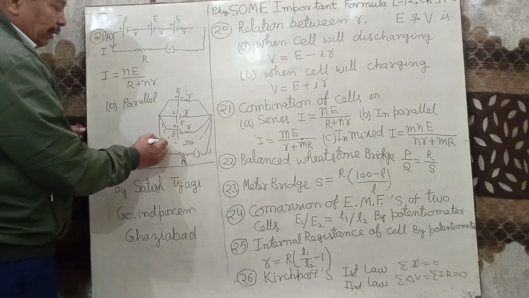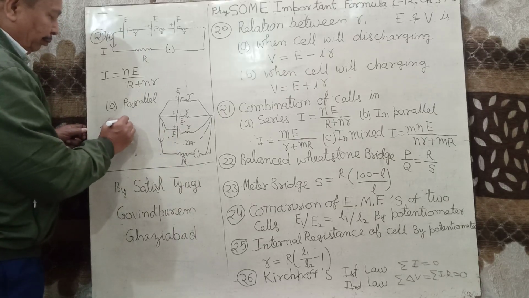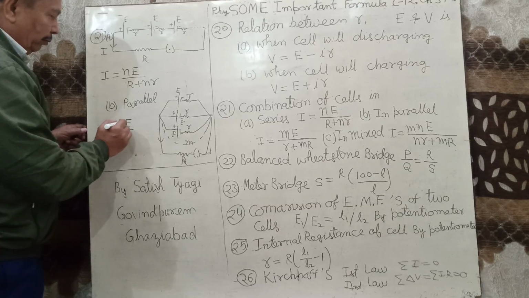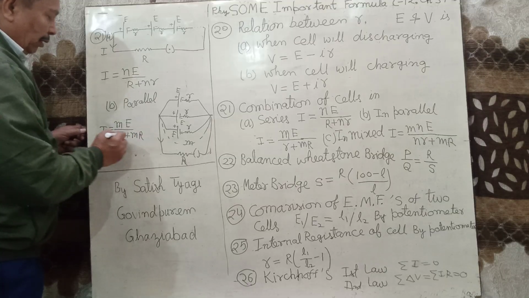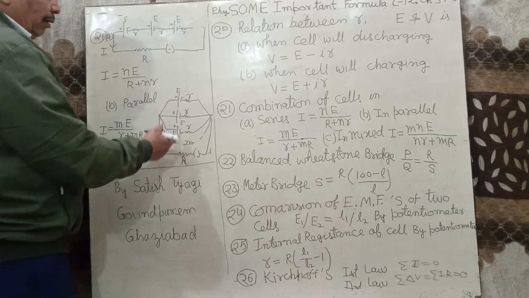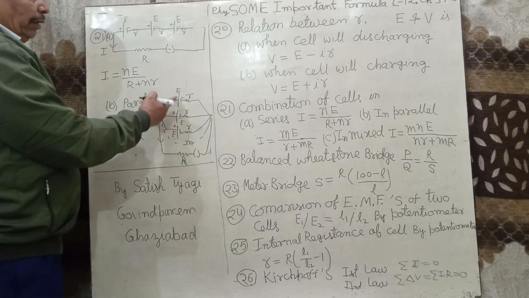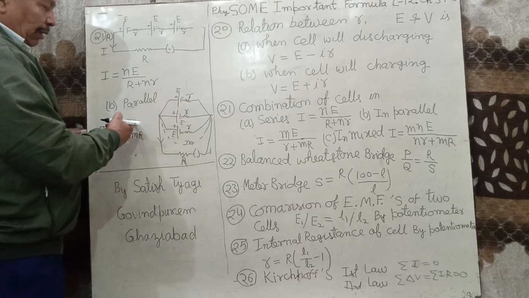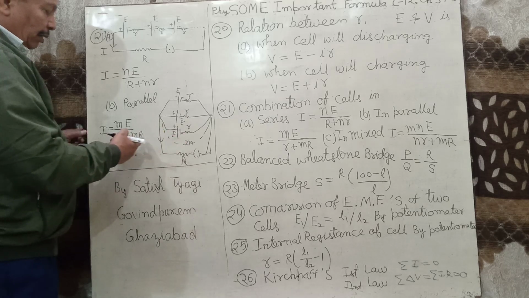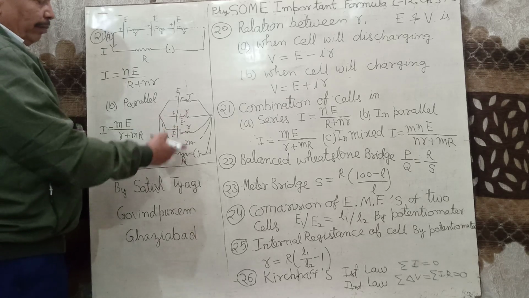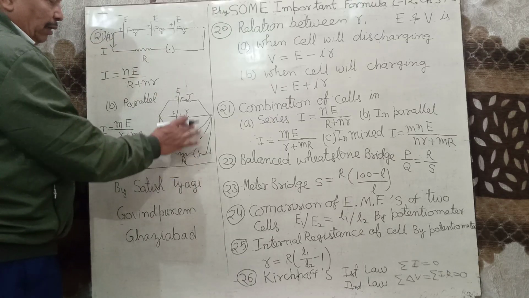Here, the flow of current in the circuit I equals mE upon R plus mr. m is the number of cells connected in parallel, E is the EMF of each cell, small r is the internal resistance of each cell, and capital R is the external resistance of the circuit.